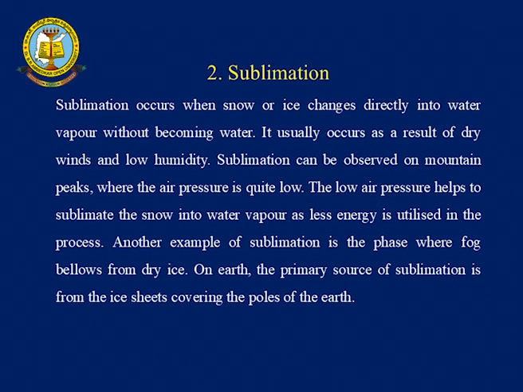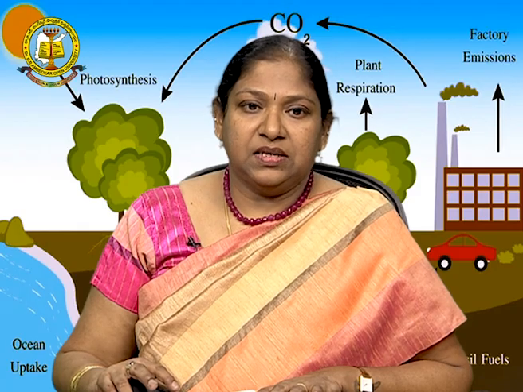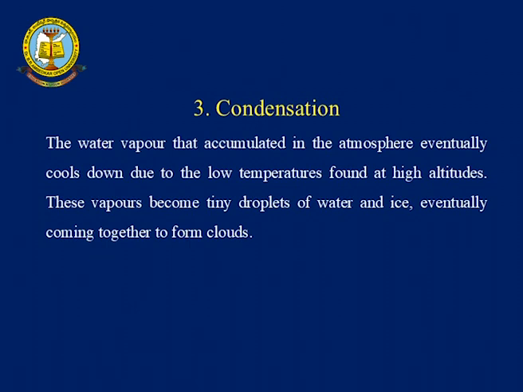Another example of sublimation is the phase where fog billows from dry ice. On earth, the primary source of sublimation is the ice sheets covering the poles of the earth. The third step is condensation. The water vapor that accumulated in the atmosphere eventually cools down to the low temperatures found at higher altitudes. These vapors become tiny droplets of water and ice, eventually coming together to form clouds.